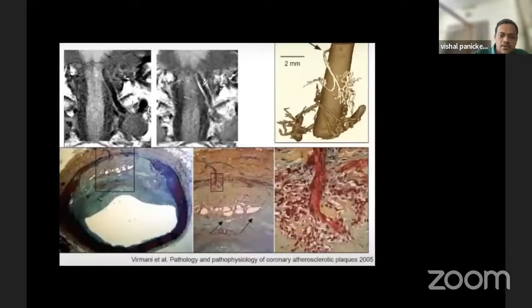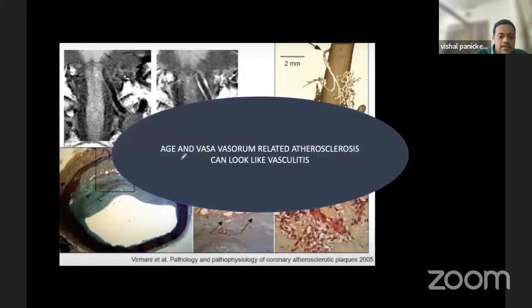This is vasa vasorum. As age advances, there is increased formation of the vasa vasorum, which will be surrounding the vessel wall. This is the vasa vasorum that supplies the vessel wall. This is the cross-sectional zoomed imaging showing the vasa vasorum that supplies the media and adventitia. As age advances, the vasa vasorum related to atherosclerosis increases, and it can look like vasculitis.